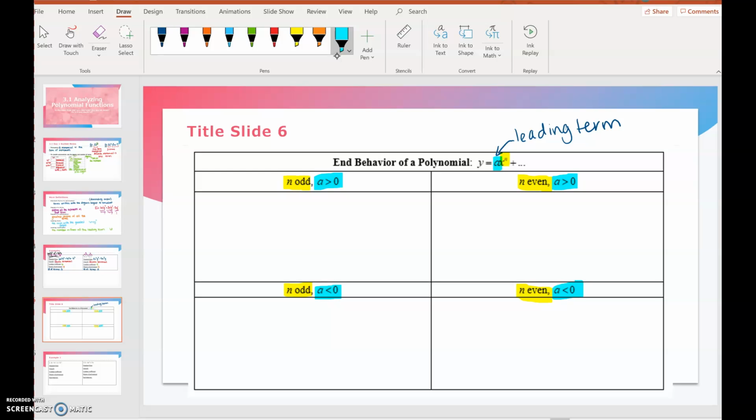And when we look at these, we're going to fill in the boxes, and it's going to tell us which way the arrows go at the end. So I just want to emphasize that it's only the end. It does not tell us anything about the middle. So it only tells us the ends.